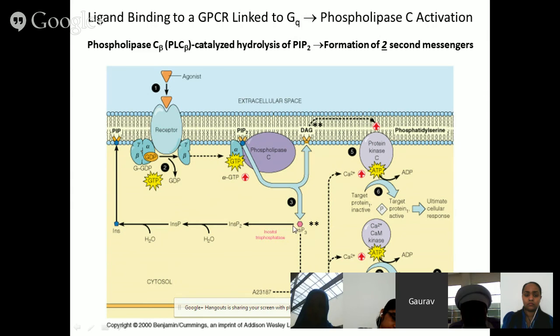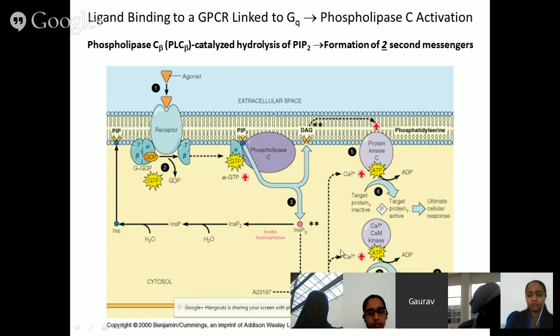Later this IP3 molecule will bind with the endoplasmic reticulum, and this endoplasmic reticulum has calcium ions. So these calcium ions, after binding with the IP3 molecule, will be released and enter the cell. Inside the cell, this calcium will bind with inactive proteins, and they will activate the proteins and produce cellular responses. So this is the phospholipase C enzyme activity.